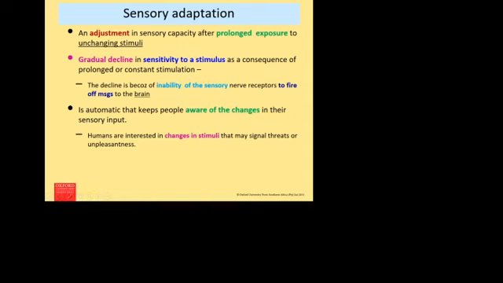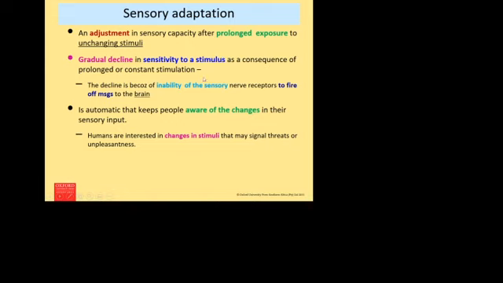So we cannot detect, for example, the smell of our room, whether it is bad or good. But if someone comes into our room, they can tell whether it smells good or bad, because we are so immune to the smell, the stimuli that we have been exposed to for so long. When we have prolonged exposure to an unchanging stimulus, our sensitivity to it gradually declines.